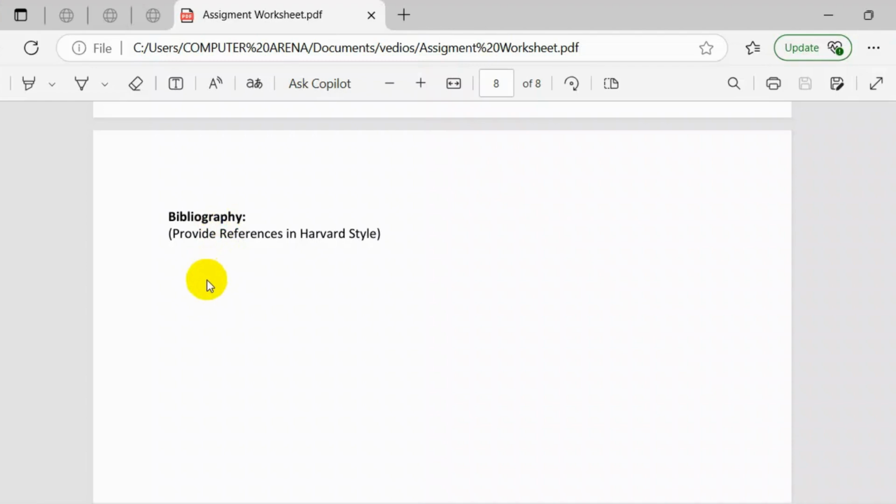But make sure that you provide all the references in the Harvard style, and for your reference, a complete video on how to incorporate references in Harvard style is provided to you. So make sure that you have watched that video. That will definitely help you in your assignment writing.